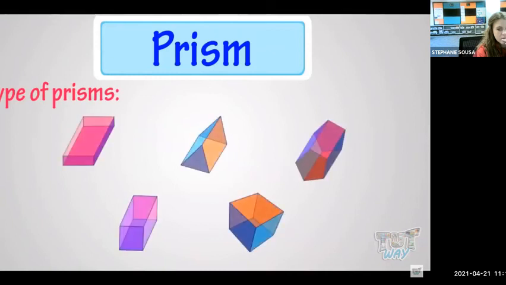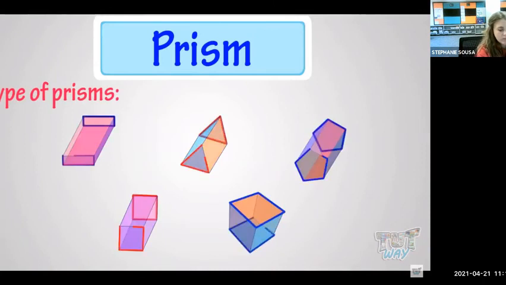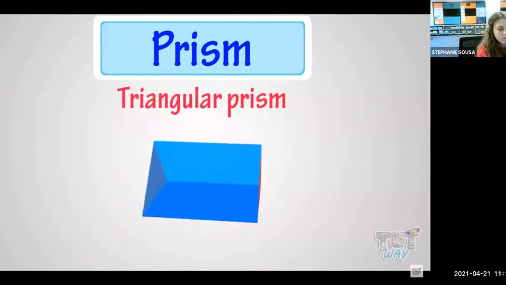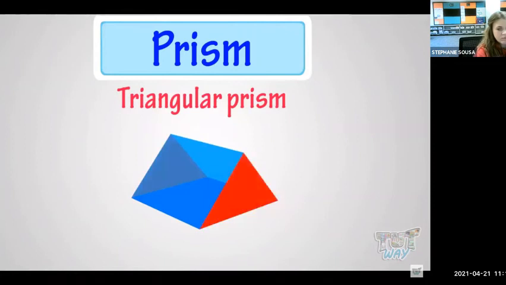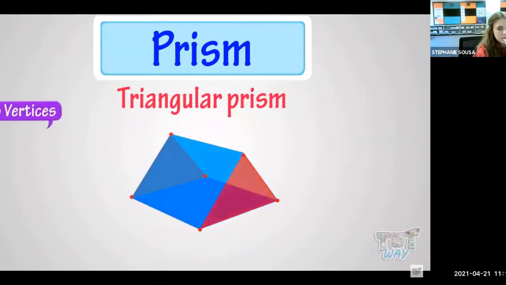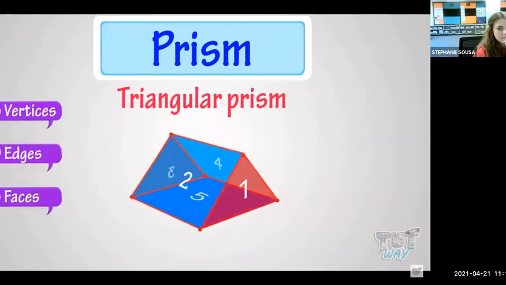There are many types of prisms depending upon the shape of its top and bottom faces or its cross section. Let's see. First one is the triangular prism. This is a triangular prism because its top and bottom faces are triangle in shape, and all other faces are rectangular. It has 6 vertices, 9 edges, and 5 faces.